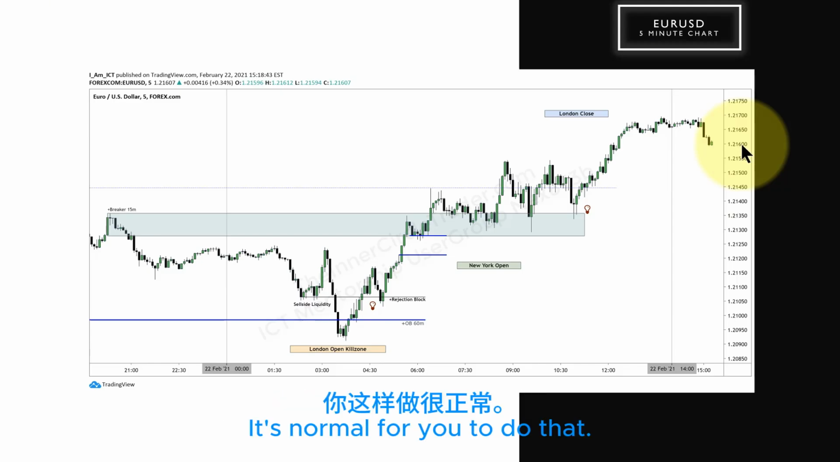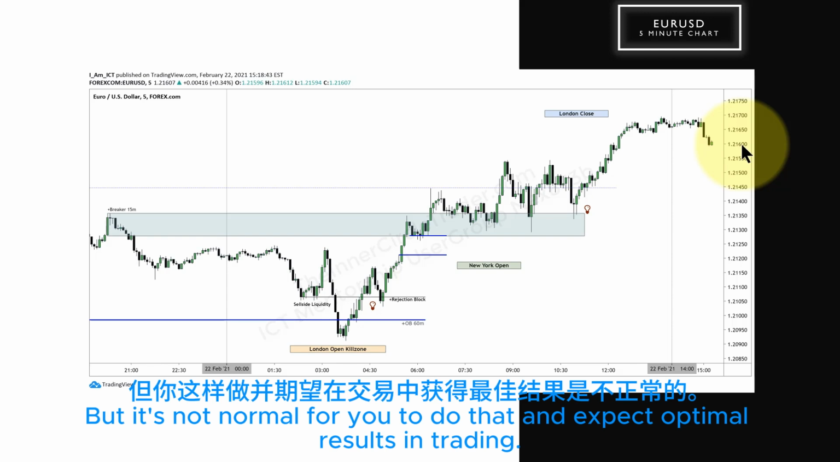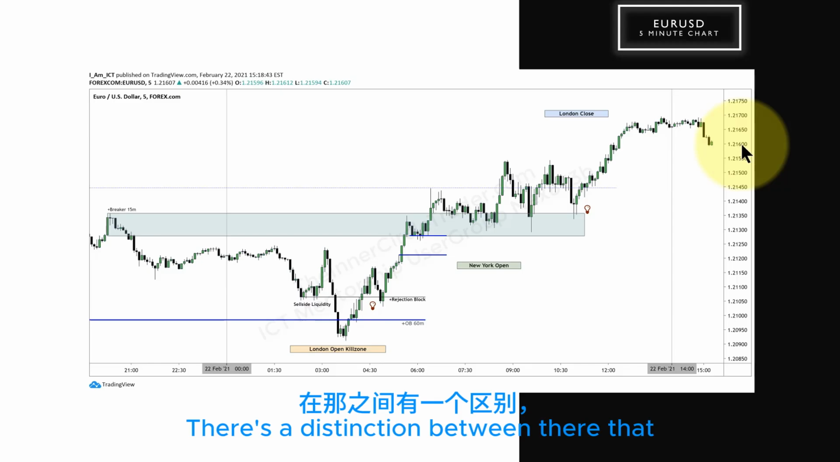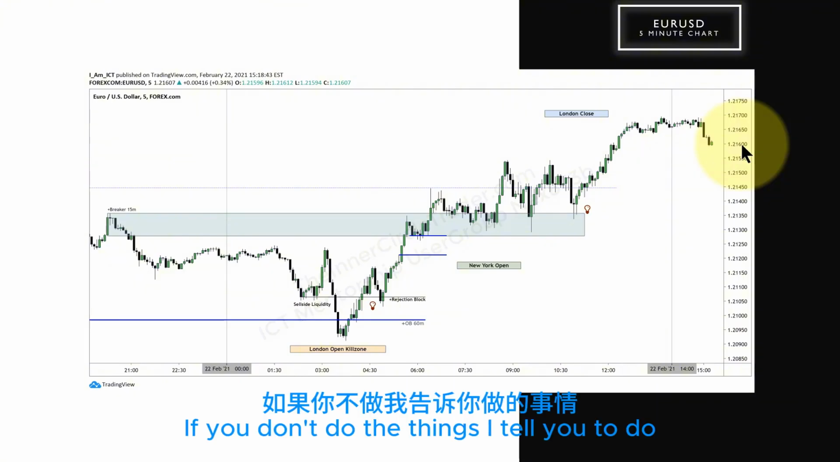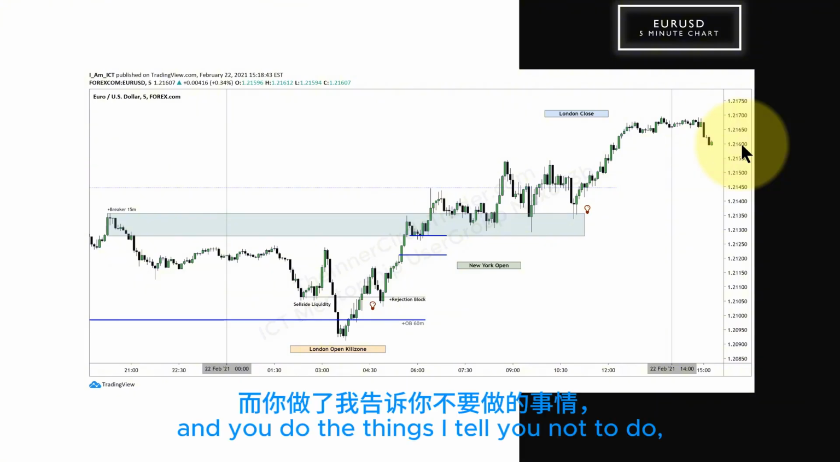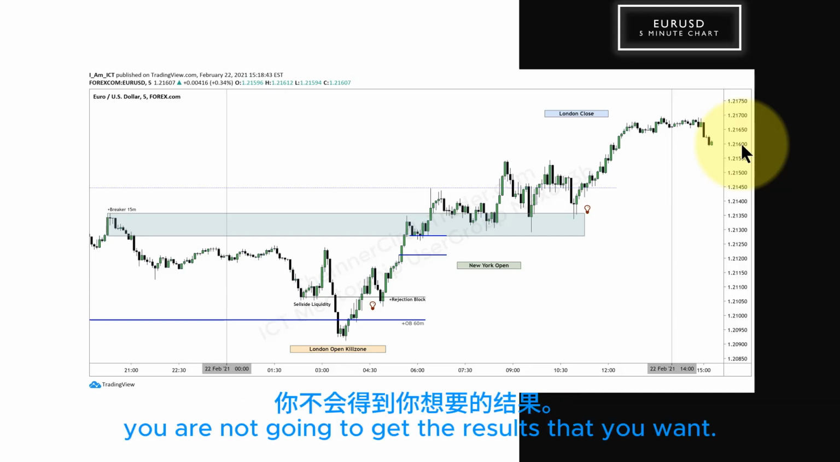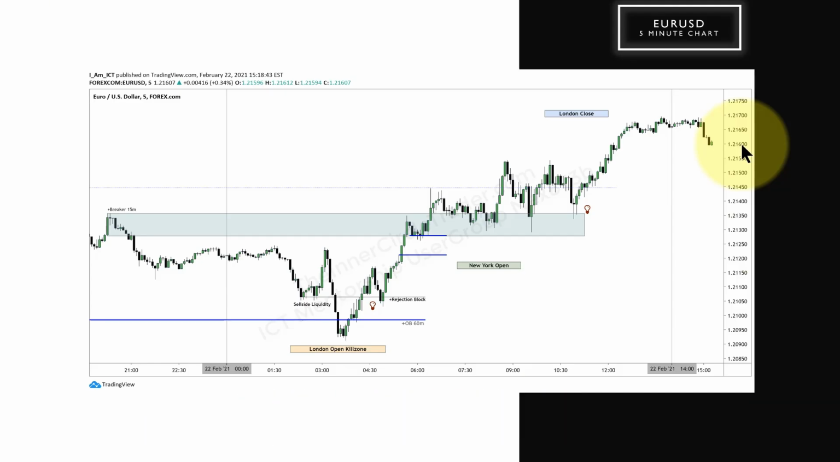It's normal for you to do that, but it's not normal for you to do that and expect optimal results in trading. Okay, there's a distinction there that needs to be understood. If you don't do the things I tell you to do, and you do the things I tell you not to do, you are not going to get the results that you want.